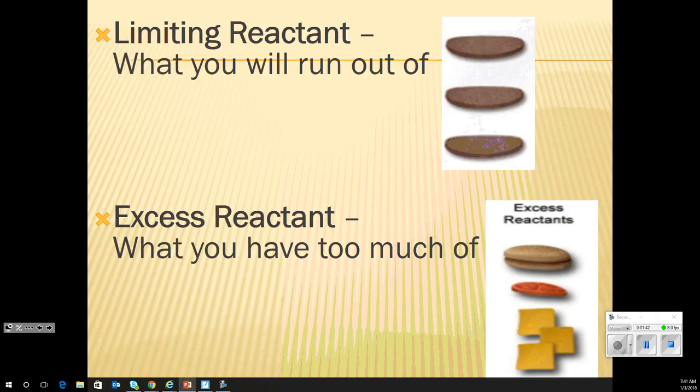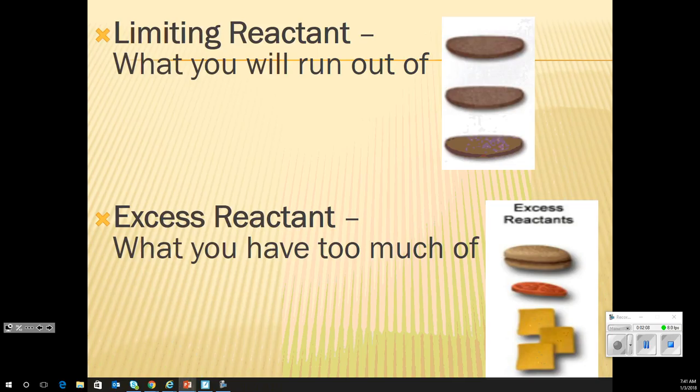The patties. I ran out of the patties. I only had three patties, so I could only make three hamburgers or cheeseburgers. I had excess of the buns, the tomatoes, and the cheese. So that's putting it into real things. So limiting reagents, what I'm going to run out of. That was our patties. The excess reagents are what I have too much of. That was the buns, the tomato, and the cheese.